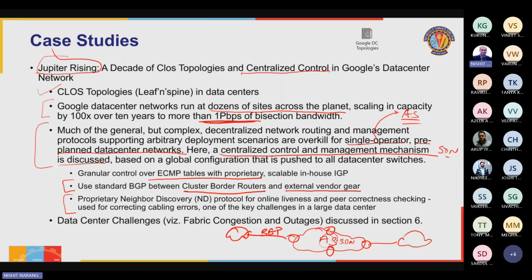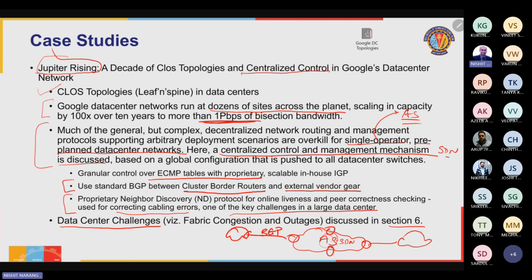If any peer goes down, then detecting that. They have their own neighbor discovery protocol. So this is what they use for correcting cabling errors, which is a big challenge in large scale data centers. And in section 6 of the paper, they've also talked about, in general, what are the data center challenges.